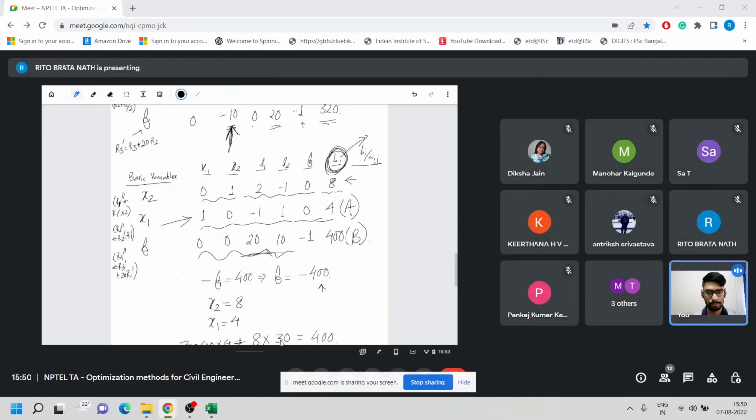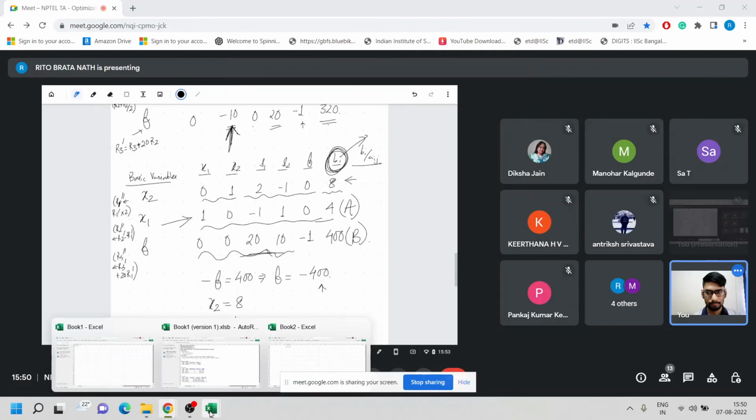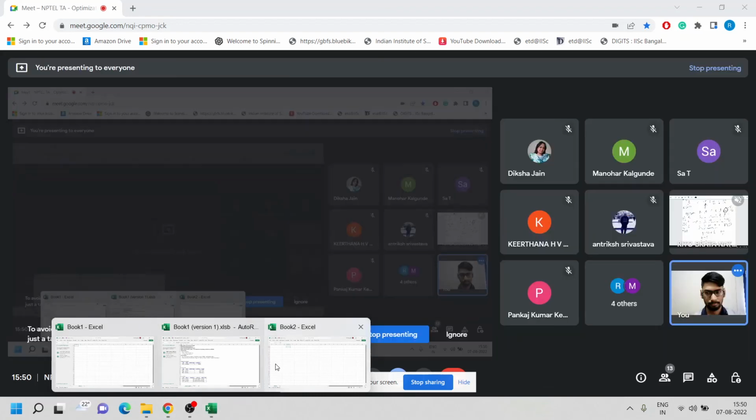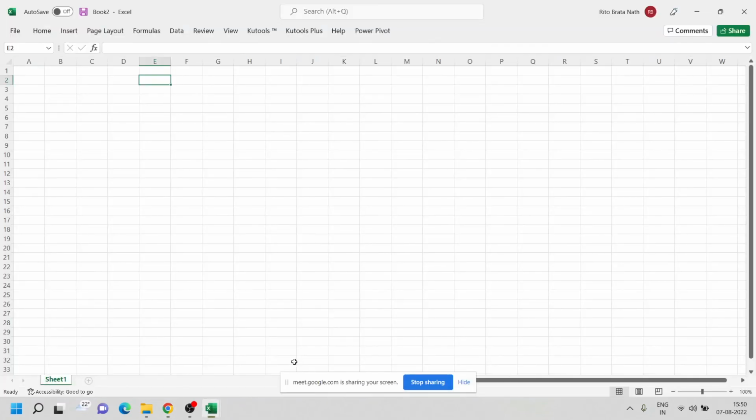Okay. So can you tell me whether my screen is visible, the Excel sheet? Anyone? Okay. So it's visible. Great.